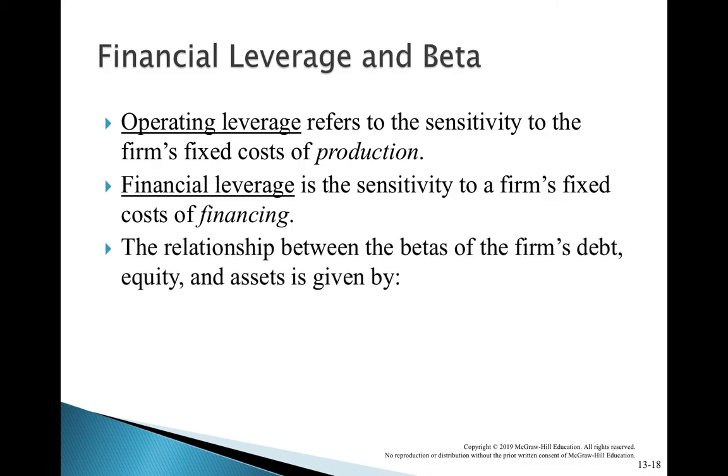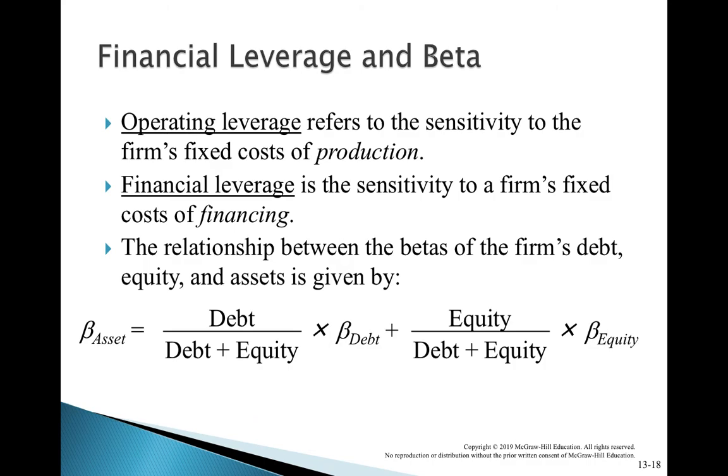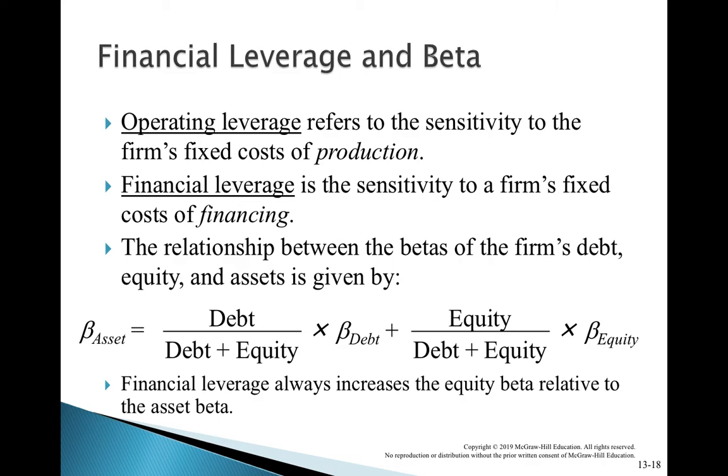The relationship between the betas of the firm's debt, equity, and asset is given by the following equation. Beta of the asset is equal to the weight of debt, debt divided by debt plus equity or the total asset, multiplied by beta of the debt, plus the weight of equity, equity divided by debt plus equity, multiplied by beta of equity. Financial leverage always increases the equity beta relative to the asset beta. So, if financial leverage is more, equity beta will be more in comparison to the asset beta.